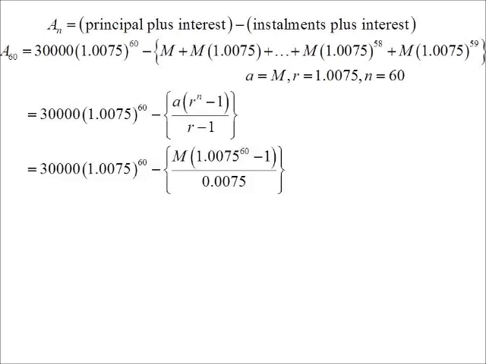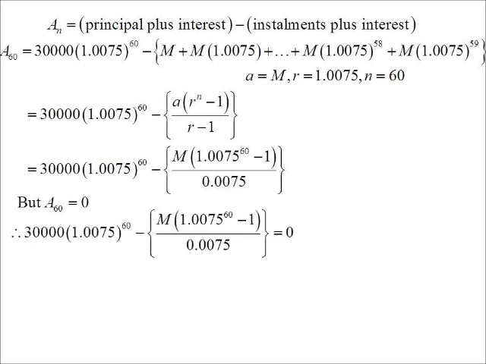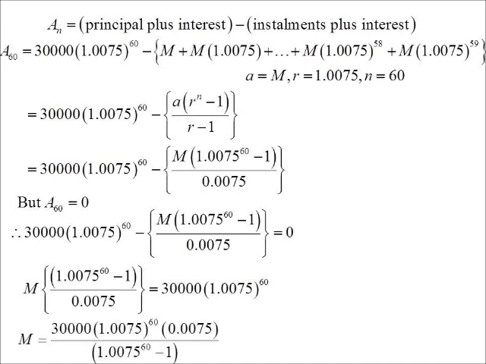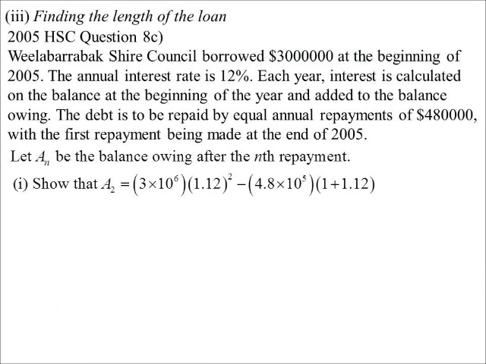And we can again use our geometric series. But as I say, we know that's going to equal zero. They're going to balance out. We just now have to make M the subject of all this. So we'll move that to the other side, divide, and we get repayments of $622.75 a month.